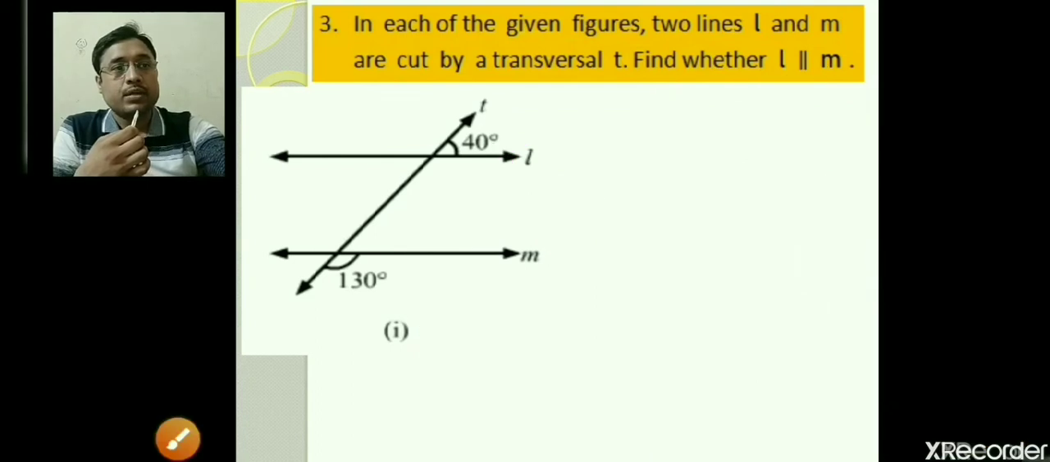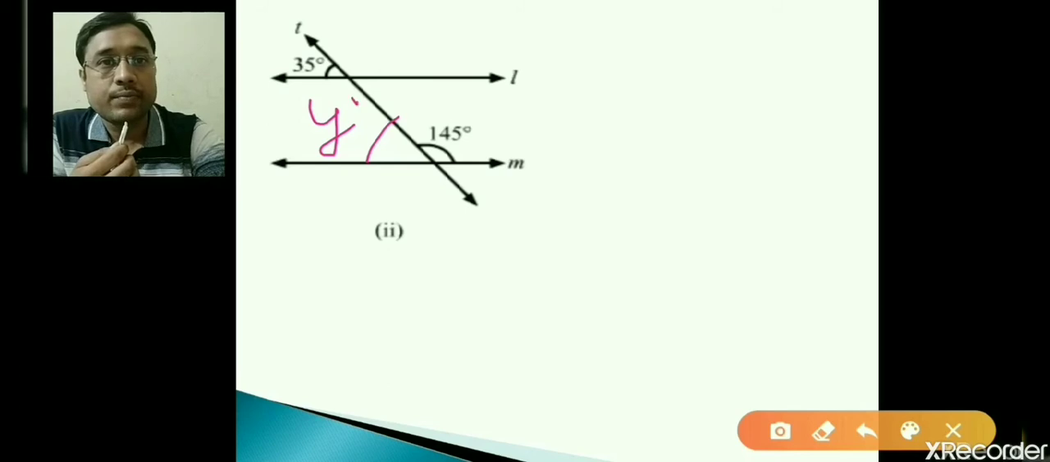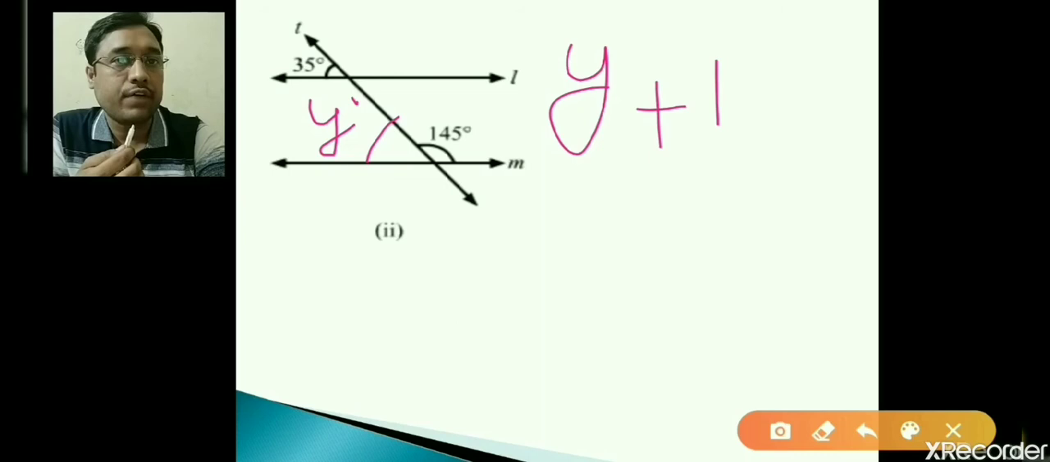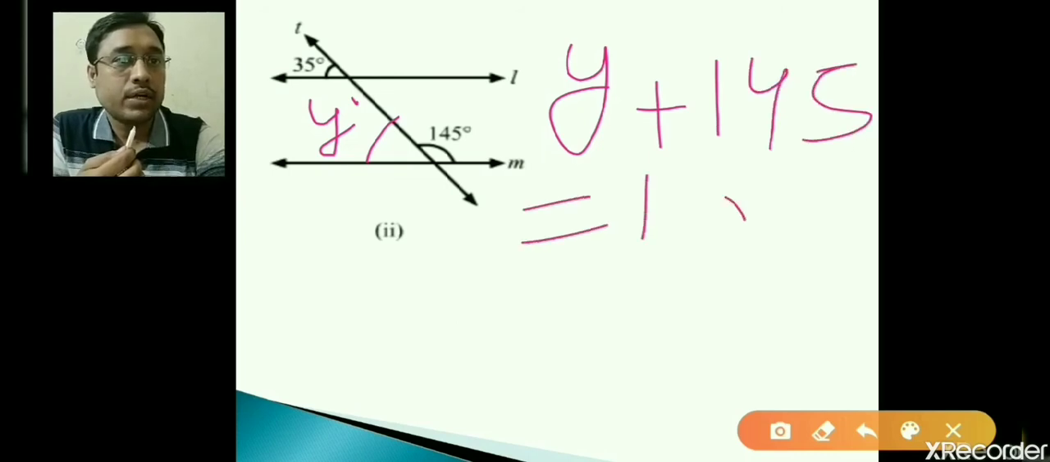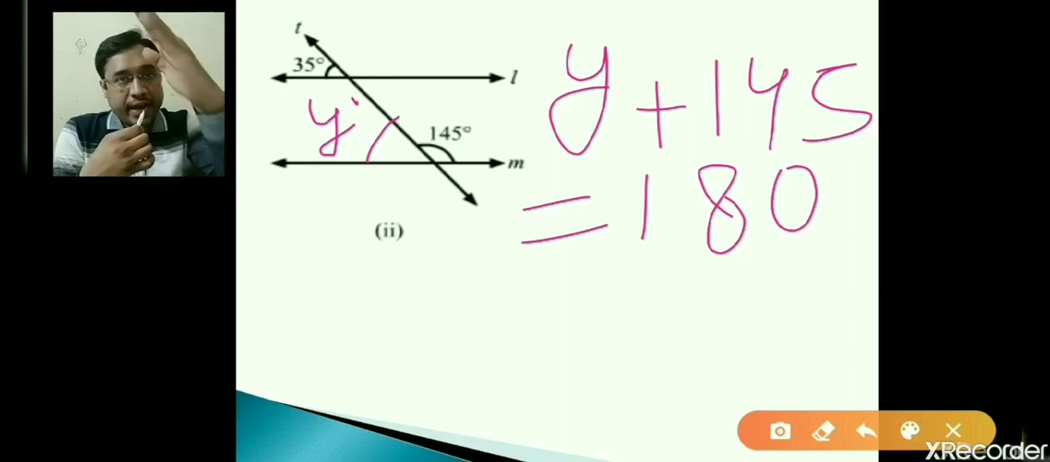Now next you will see this diagram. Here again I will give a name to this angle. M is a straight line. So if I call this angle Y degrees, you will say that Y plus 145 equals 180 degrees by linear pair, because M is a straight line and transversal T is standing on it.